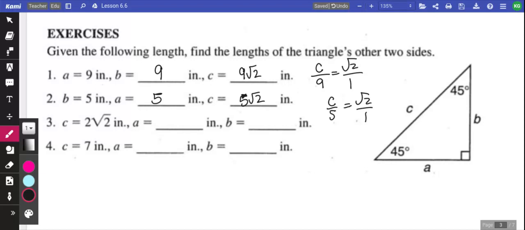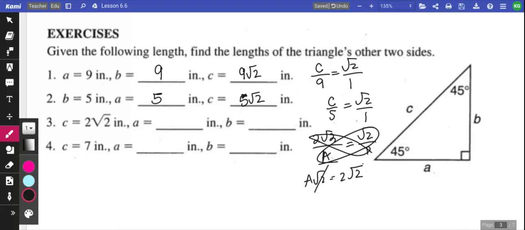In this next one, we're given that the hypotenuse is 2 square root of 2, and we don't know what the leg is. We use the proportion square root of 2 over 1, so 1 times the square root of 2 and A times the square root of 2 are set equal to each other. When I divide by the square root of 2 on each side, I figure out that A is 2, so B is also 2.